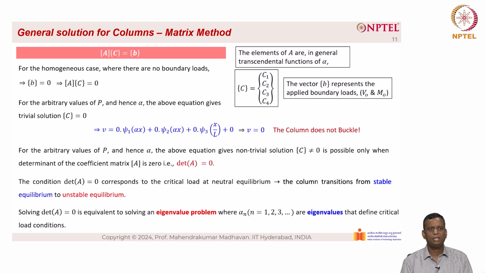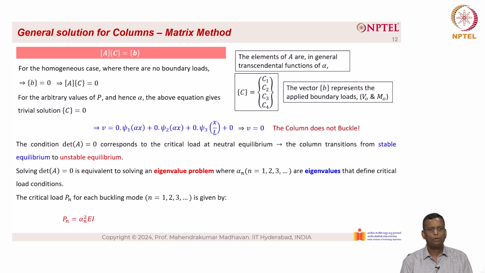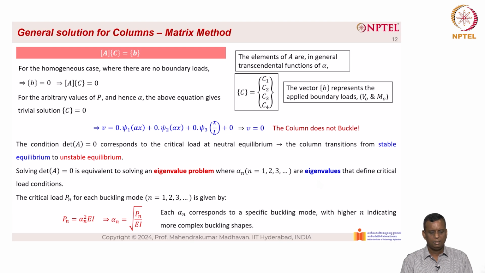Solving determinant of A equal to 0 is equivalent to solving an eigenvalue problem where alpha n are eigenvalues that define critical load conditions. The critical load Pn for each buckling mode is given by Pn equal to alpha n the whole square into EI. So alpha n equal to root of Pn by EI. Each alpha n corresponds to a specific buckling mode with higher n indicating more complex buckling shapes.